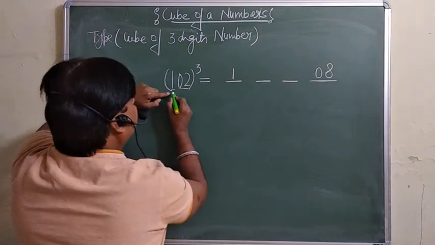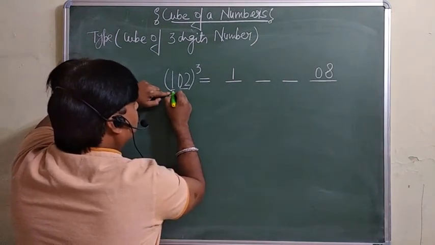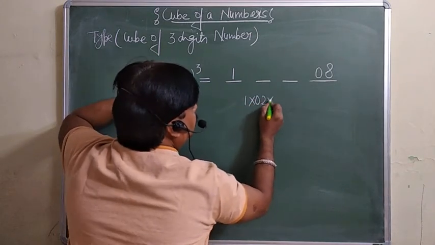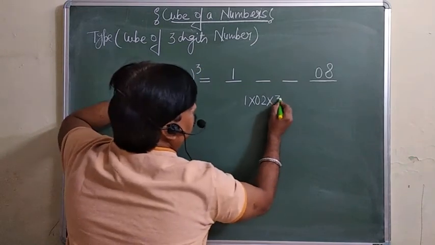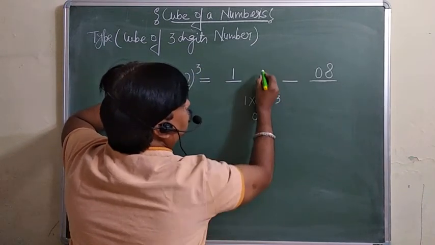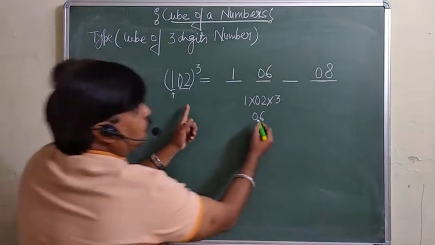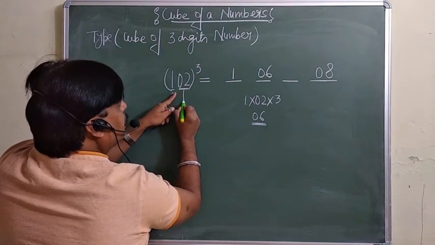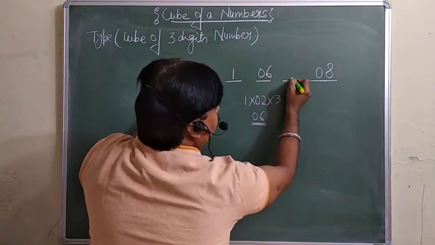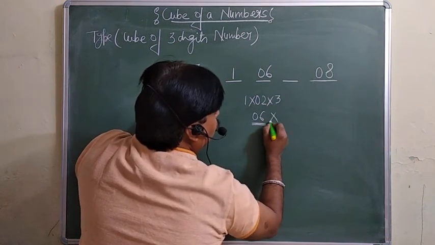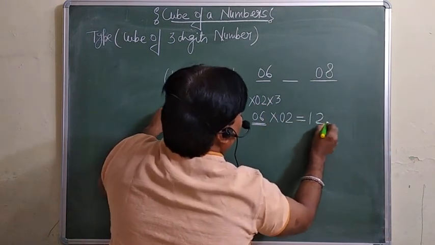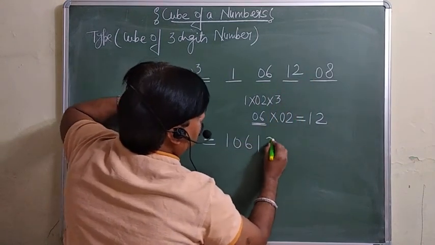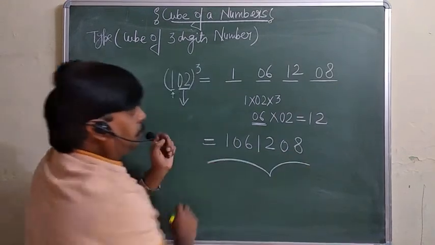Now for the second digit, what we will do for this one: this number 1 into these 2 digits into this exponent 3. So this is 06. So 06 is here. Now whatever product you are getting, that is multiplied by these last 2 digits. So into 02, this is 12. So 12 is here. So the cube of this number is 1061208. Have a look.